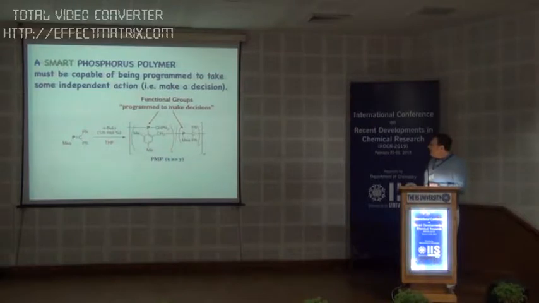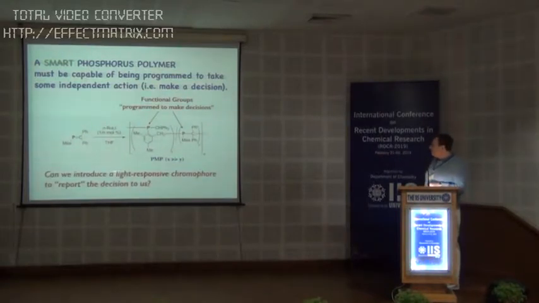So we have these phosphorus polymers that I've been talking about, and they have functional groups. Maybe we can use these functional groups to program the material to take a decision. Then we need to be able to have the material tell us the decision. If we can do that, we have something that's smart. So can we introduce something that's light responsive, so that we can see what is going on at these phosphorus atoms? And that will be able to tell us what its decision is. Let's see how this works.